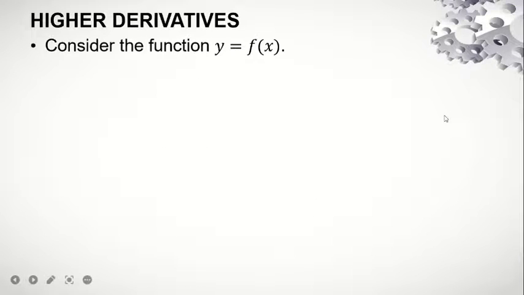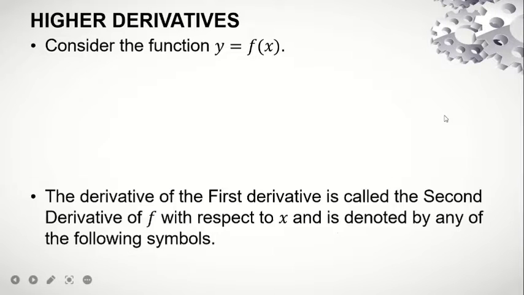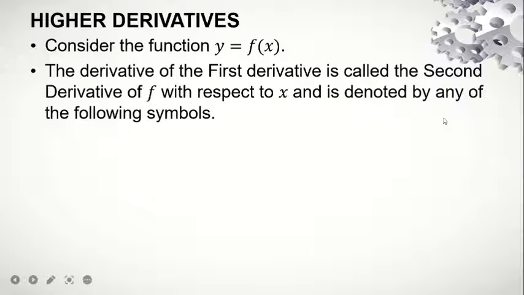So, higher derivative, so consider that y is always equal to f of x. Of course, y and f of x or p of x or g of x is just the same as long as it represents the functions. Next, the derivative of the first derivative is called the second derivative of f with respect to variable of x and is denoted by any of the following symbols.